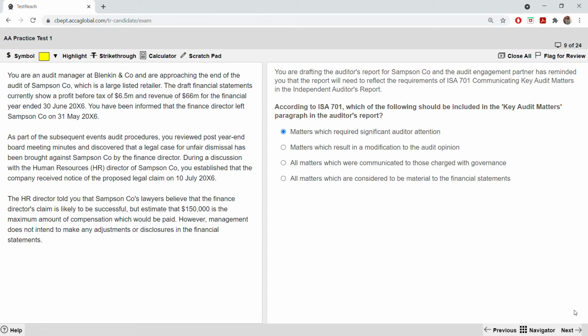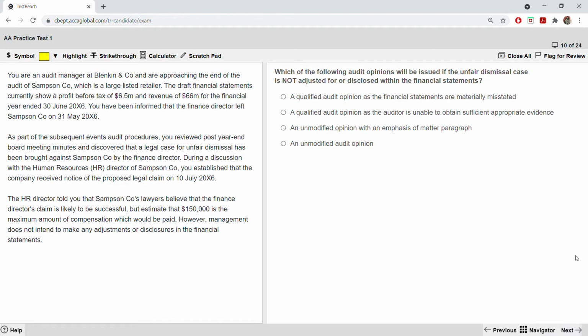Next. Which of the following audit opinions will be issued if the unfair dismissal case is not adjusted for or disclosed in the financial statements? So what will be the audit opinion? Also you have to know, in a given condition, what the audit opinion could be. There are 4 types of opinion: unmodified, qualified, disclaimer of opinion, or adverse opinion. So in this case, where the unfair dismissal is not adjusted and not even disclosed, what type of audit opinion do you have to give?